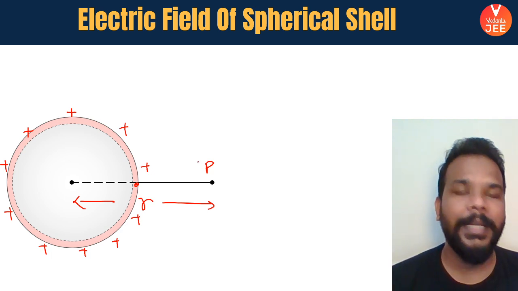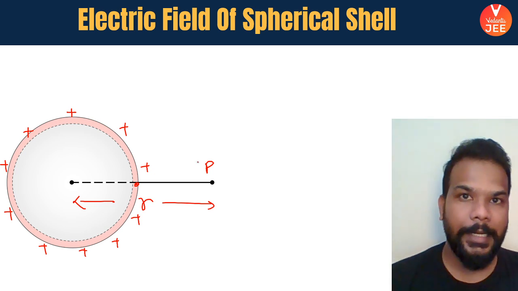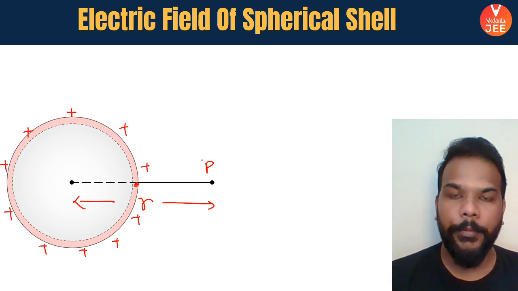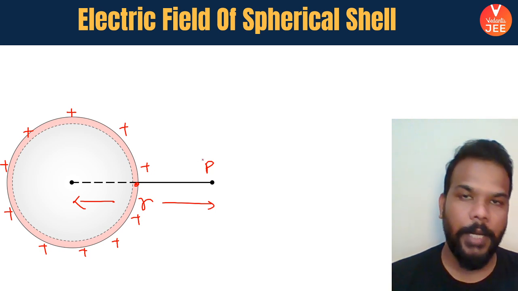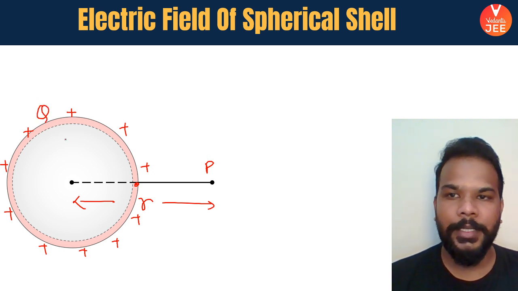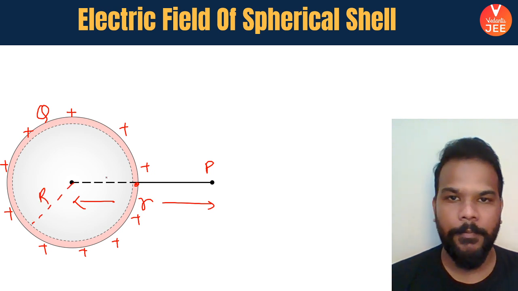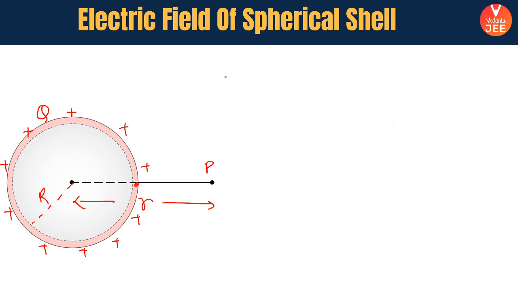We will not be doing the derivation here right now. Rather, I'll tell you the derivations for spherical objects later in the chapter, when we study something called Gauss's law. So I'm assuming that the total charge is capital Q and the radius of this spherical shell is capital R.